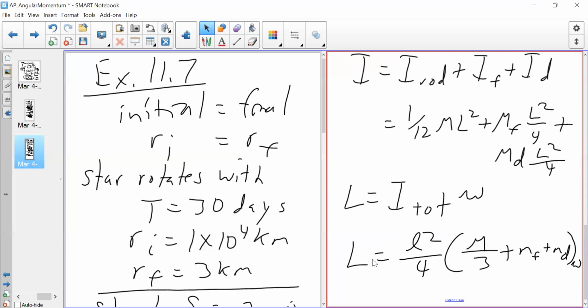And so that's part A. And then for part B, they want you to find the angular acceleration, get an expression for that. Let's see.